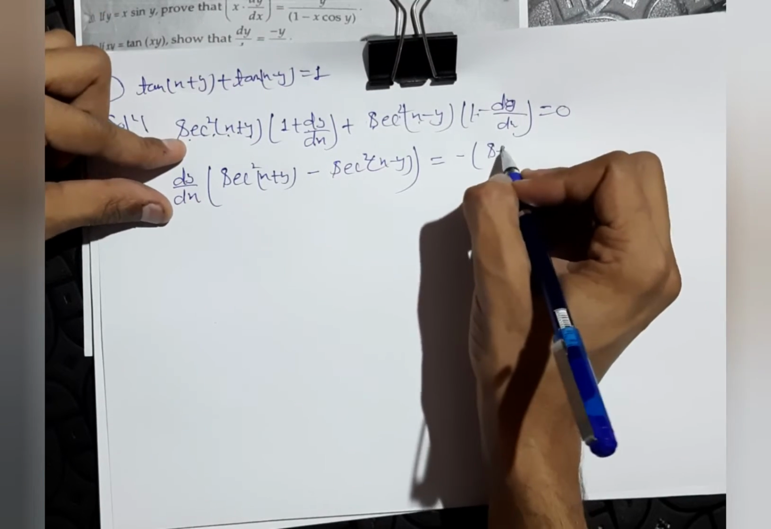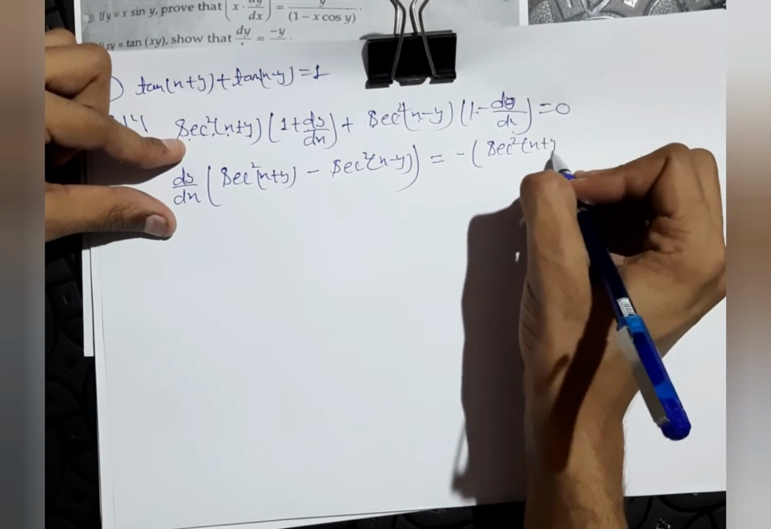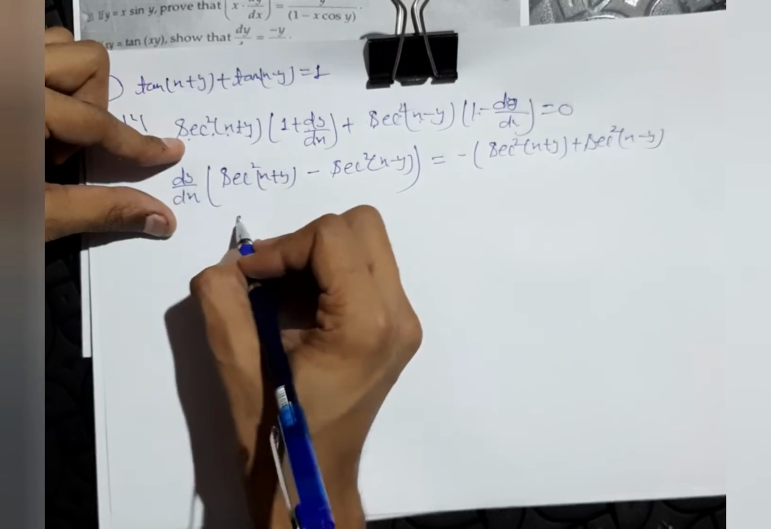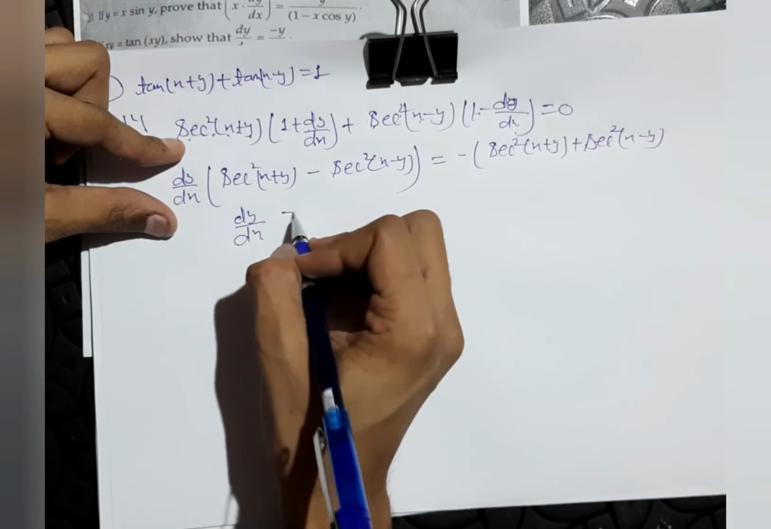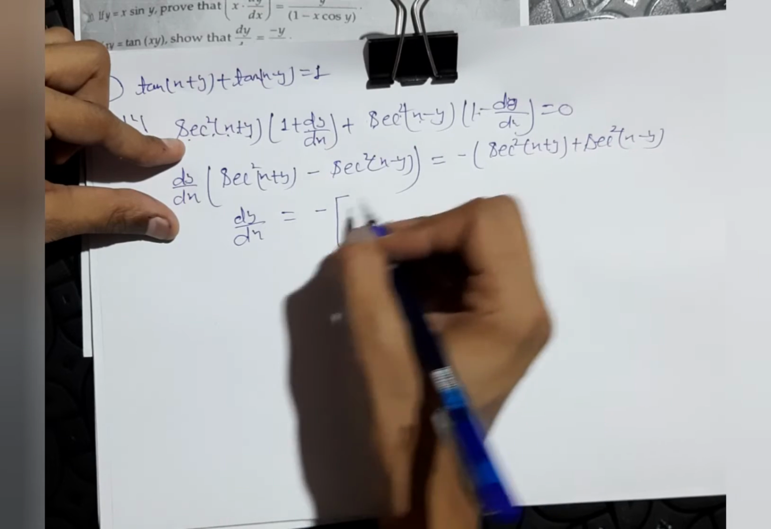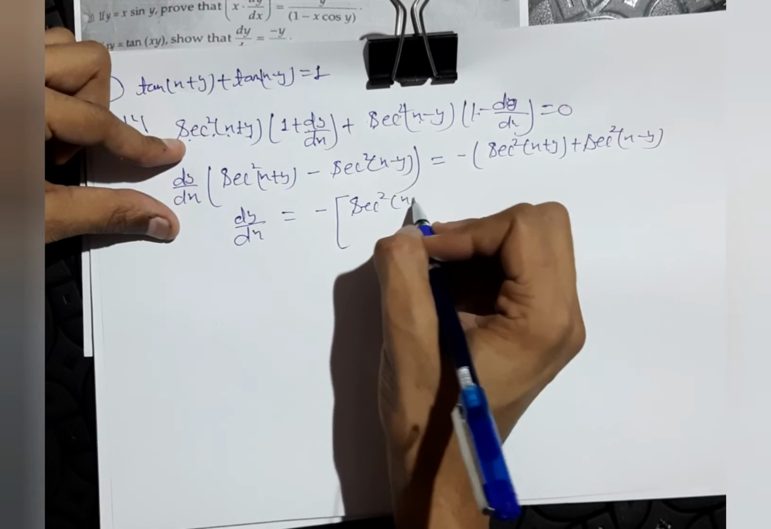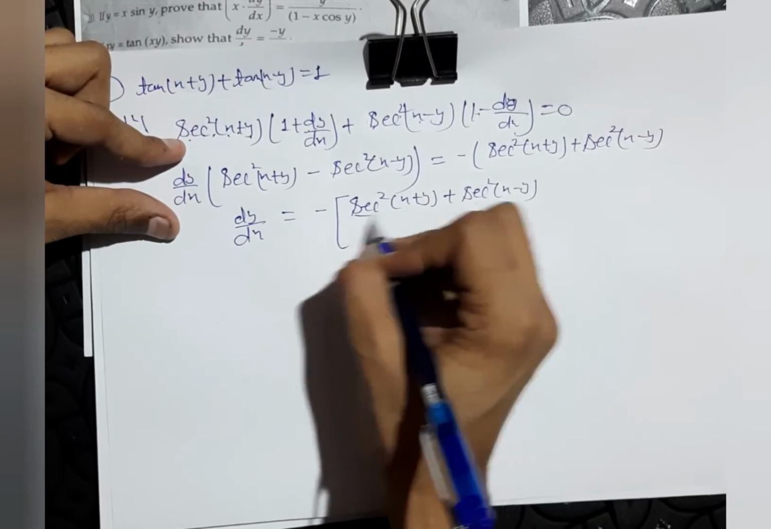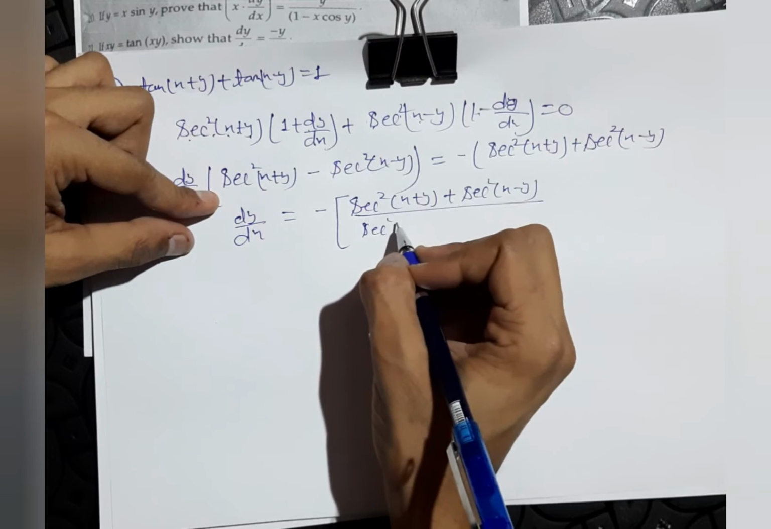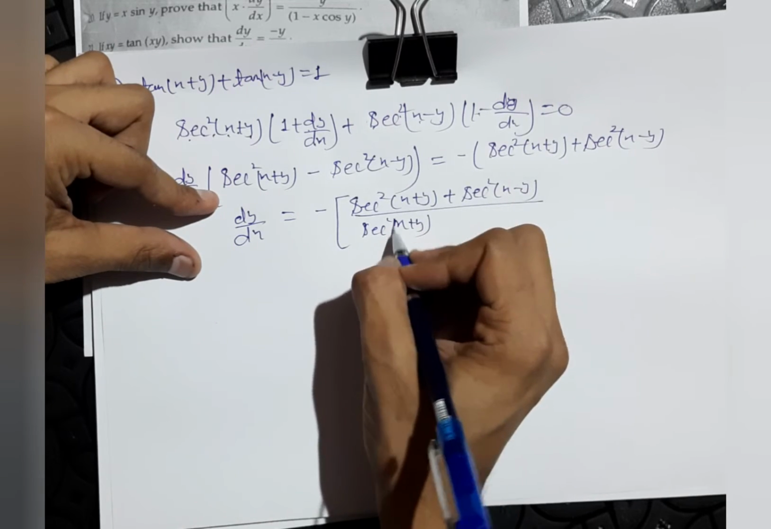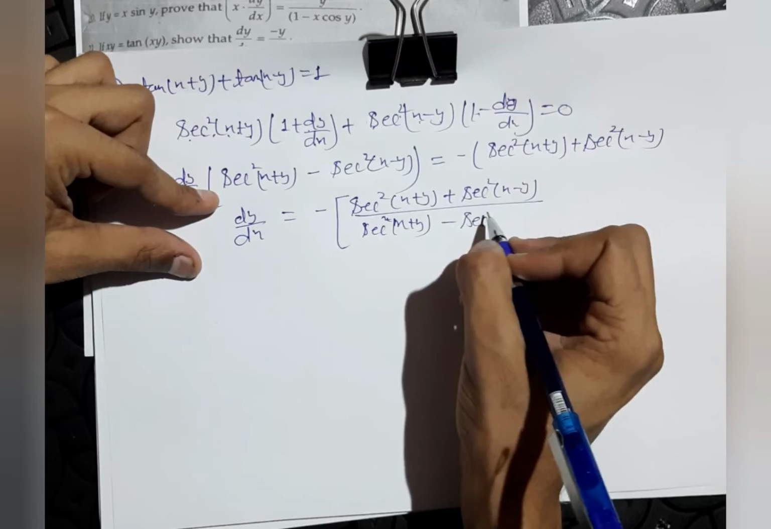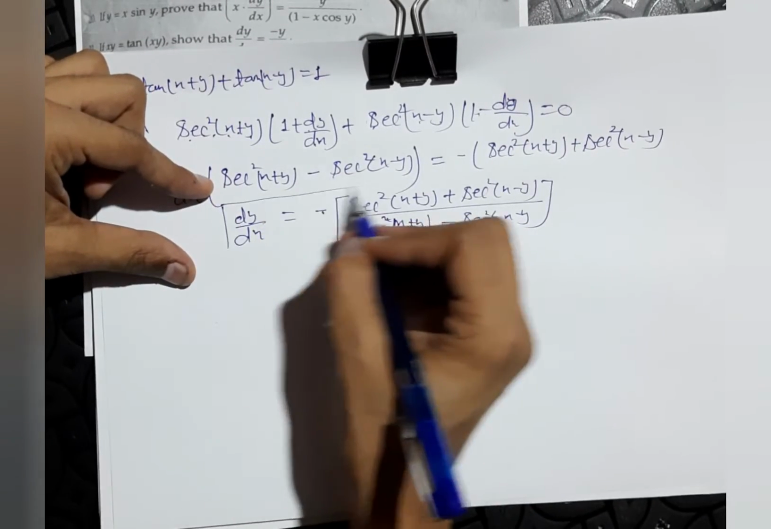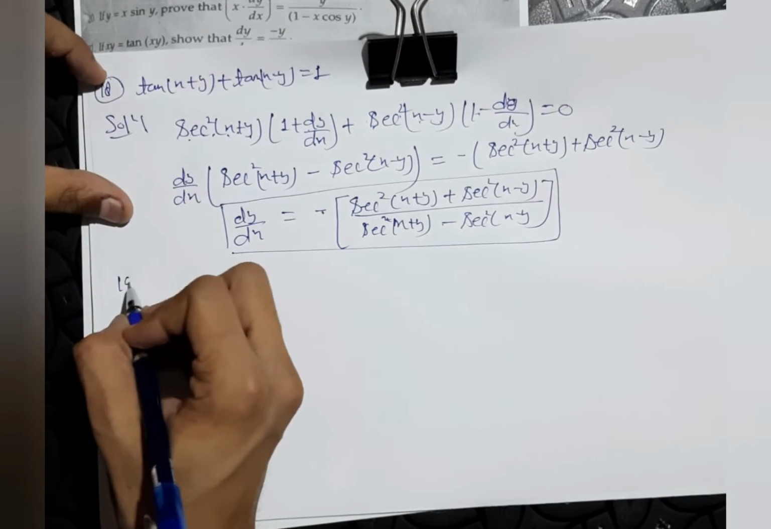So minus sec square (x plus y) and plus sec square (x minus y). So dy over dx equals minus sec square (x plus y) plus sec square (x minus y), divided by sec square (x plus y) and minus sec square (x minus y). You also can include this minus with that. So this is the answer for question number 18.